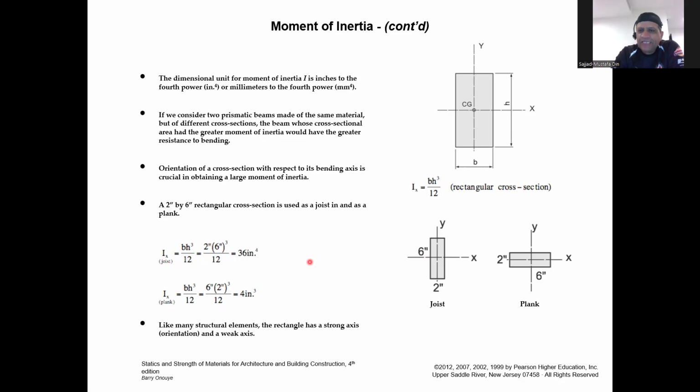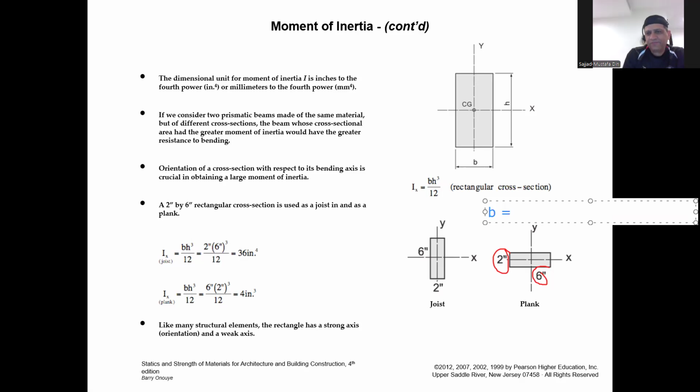Let's say we flip it, and we're looking at the plank now. In this case, what is the height going to be? 2 inches. What is the base B going to be equal to? 6 inches. So just remember that B is referring to the base and H is referring to the height. Very important that you remember this.